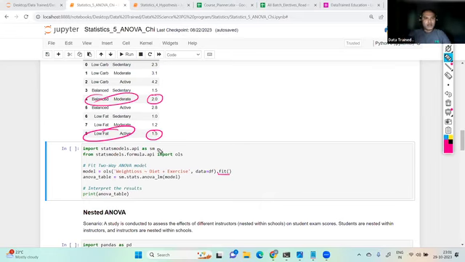Then we will use sm.stats.anova_lm. LM means linear model. Then we will pass this object. It learned everything, right? Okay, now we'll use that learning and check the different stats here.